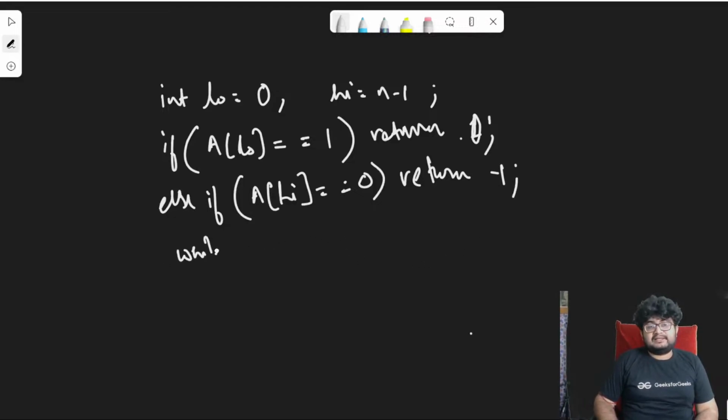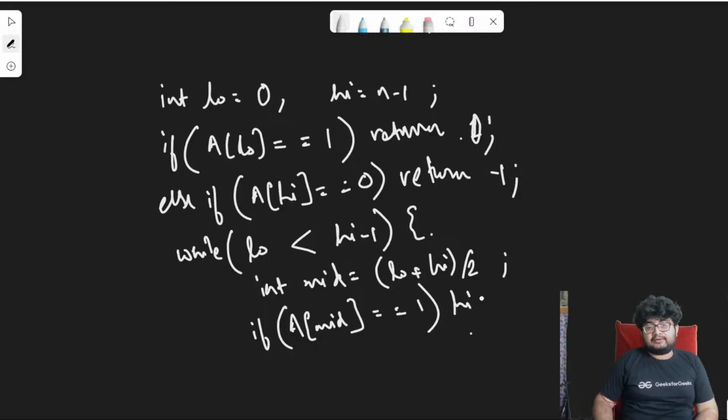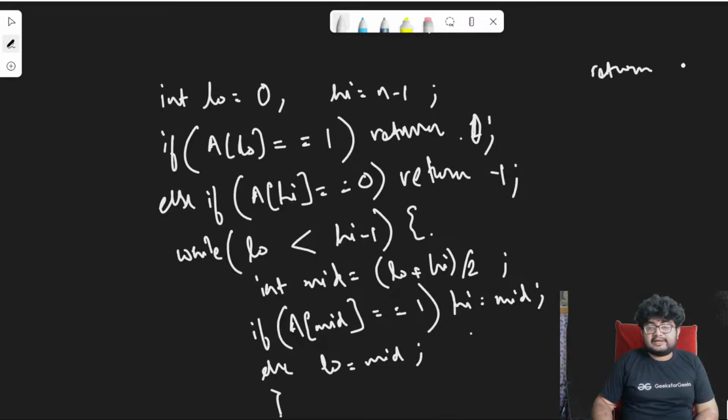Otherwise, we'll do the binary search, like while low less than high minus 1, int mid equals low plus high by 2. We will check if a of mid equals 1. In that case, high equals mid, else low equals mid. And we can return high.